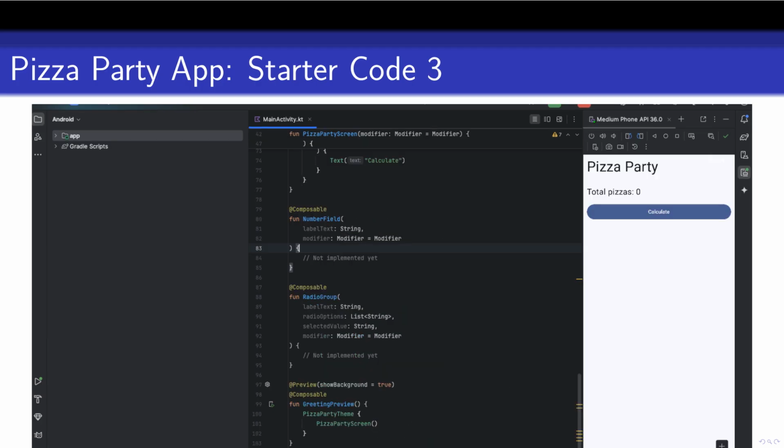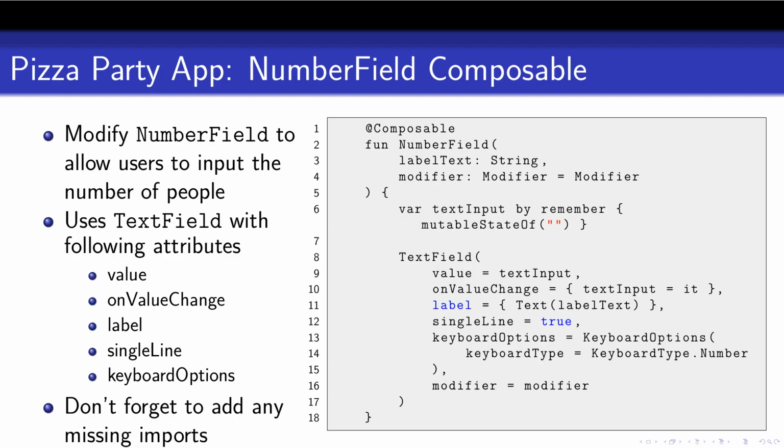We then define supporting composables like number field and prepare to customize the UI. You can see how we begin shaping the screen by combining text and layout components in this early prototype. The number field composable lets users input how many people will attend the pizza party. It uses a text field configured with value, on-value change, label, single line, and a number keyboard type. Don't forget to add necessary imports.